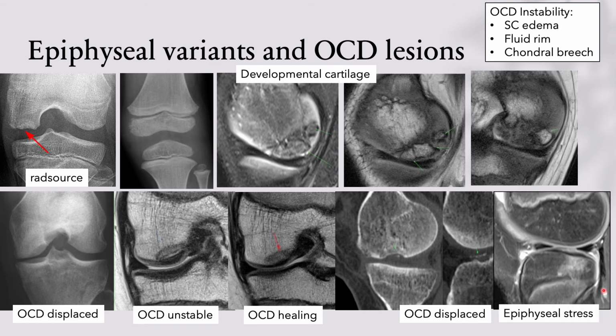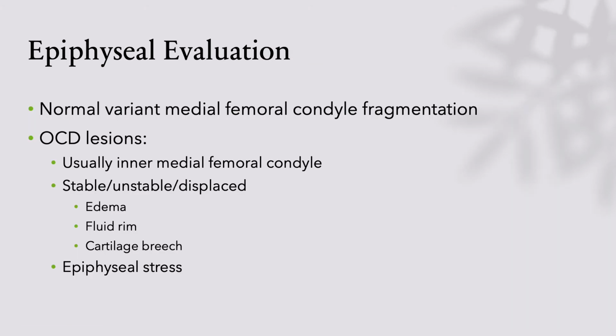Another entity that we occasionally see is the subchondral bone marrow edema. This can obviously happen with any of your ligament injuries, but also in patients who have just plain old epiphyseal stress. So with epiphyseal evaluation, remember the big one being the normal variant in the medial femoral condyle, especially because of the secondary ossification center. And then think about the OCD lesions, whether they are stable or unstable, and finally the epiphyseal stress reactions.